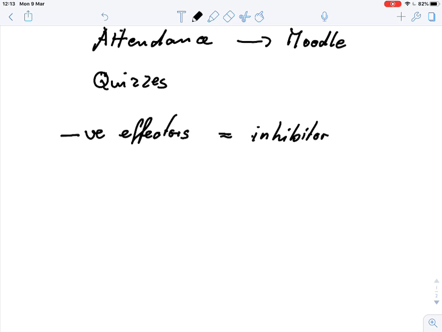We have discussed uncompetitive inhibitors, where the inhibitor only interacts with the enzyme substrate complex. And we have discussed mixed inhibitors, where the inhibitor can interact either with the free enzyme and also with the enzyme substrate complex. So these are negative effectors, but very often we also find the opposite. We find positive effectors. And what these positive effectors do is they bind to an enzyme and then activate it. So they are activators of the enzyme.